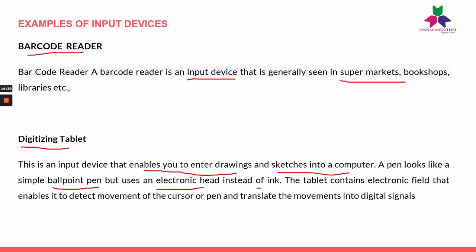It also consists of a tablet that contains an electronic field which detects movement of the cursor or pen and translates these movements into digital signals which are easily understood by the computer. Digitizing tablets are also called digitizers, graphic tablets, touch tablets, or simply tablets.